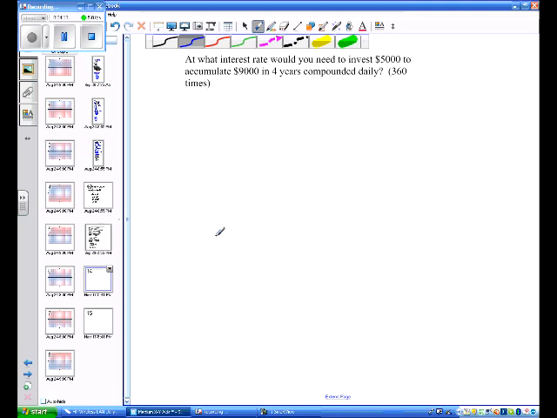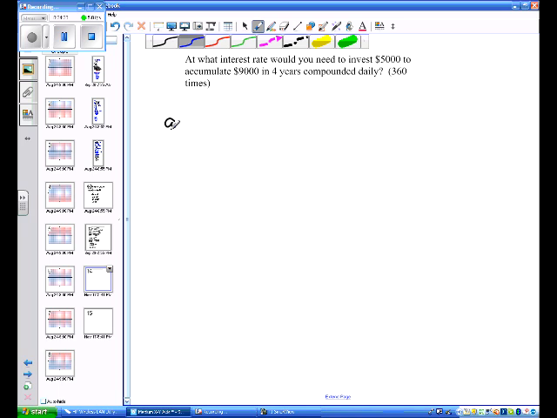Now, daily compounding, we usually use the number 365. Part of that is based upon banks have 5 legal holidays where they're closed, and so they're open for business 360 days of the year. And so we'll use that when we talk about daily.